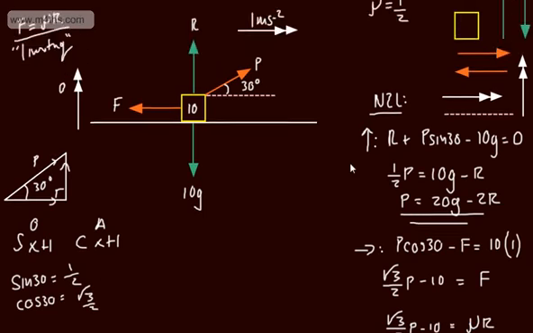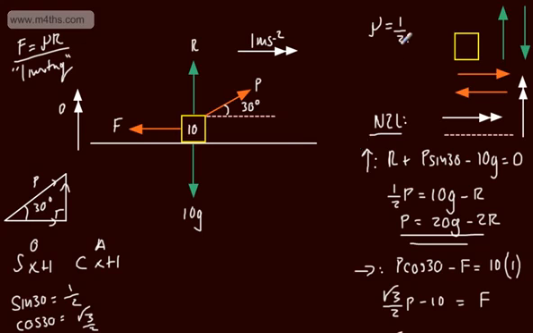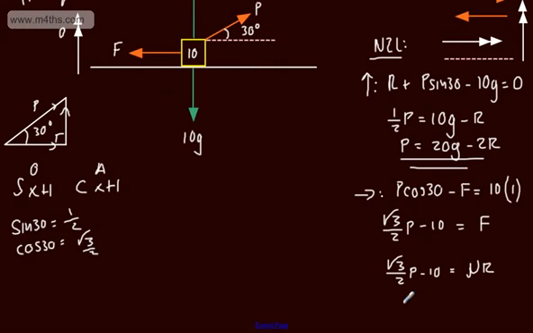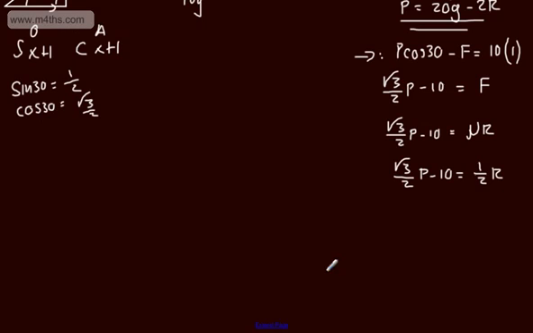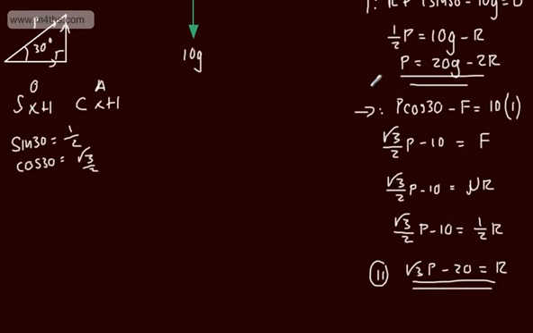Okay? So what we've got then is the following. We've got this. Now, we know that mu is 1/2, and now we can just write this in. So what we've got then is √3/2 p minus 10 is equal to 1/2 r. So if we look at this now, if I multiply through by 2, I've got √3 p minus 20 will be equal to r. So we've now got two equations. This is equation 2 and this is equation 1. So at this stage we can solve for both p and r.